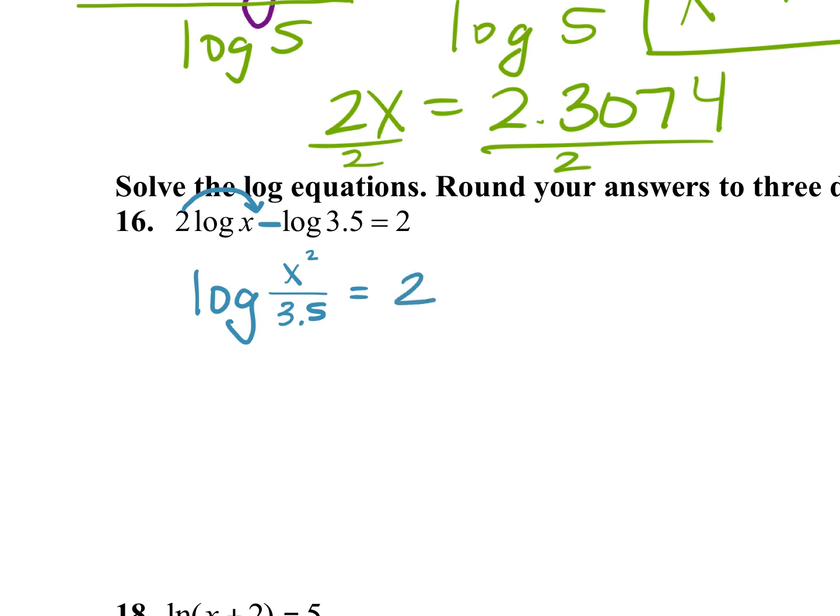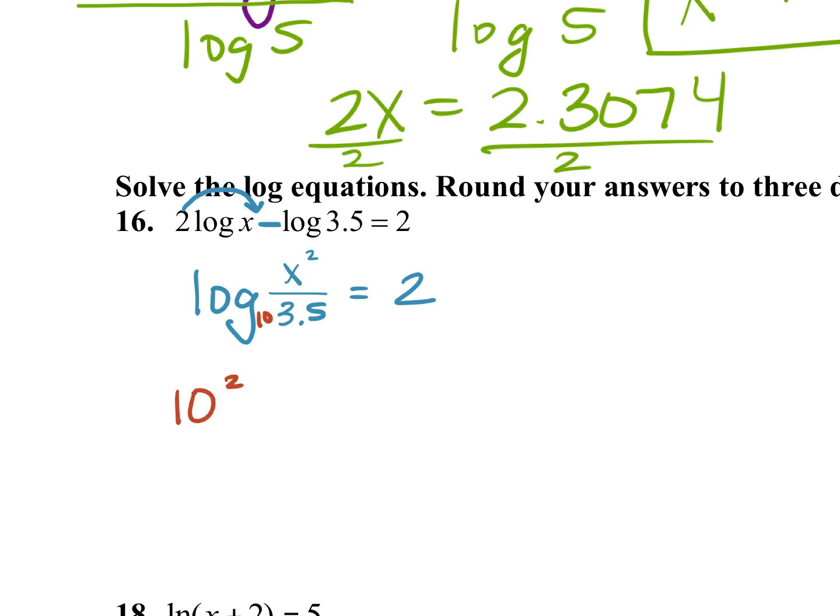So you get your single log. Now how do you set this up? Not multiply by 3.5 because we still got that log there. We got to get rid of the log. How do we get rid of the log? Exponential, right? We got to turn this into an exponential function. Remember, inverse. Take the inverse. If we're trying to get rid of a log, the inverse of a log is exponential. So we're going to say 10 to what power?